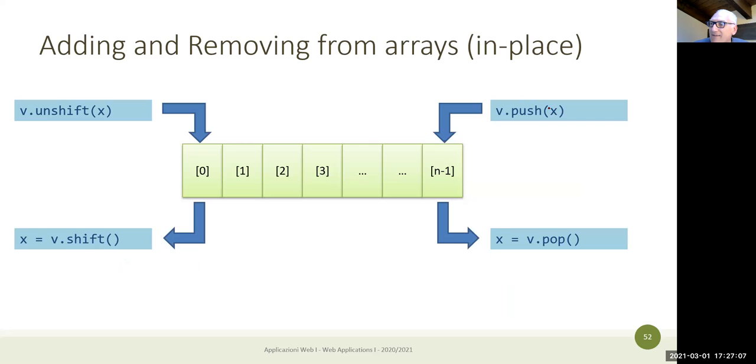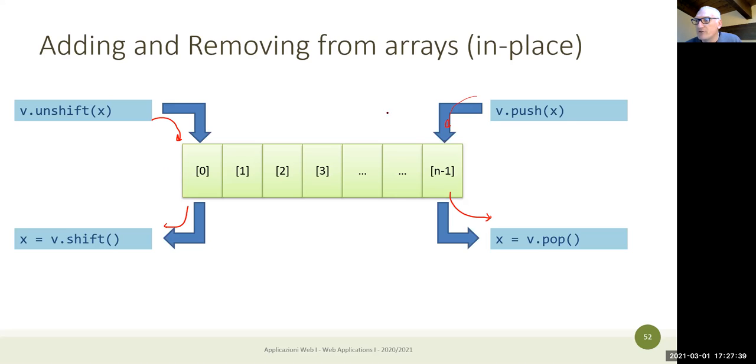So if you want to add something at the end, you push at the end, or you can pop if you want to extract, delete an element at the end of the array. If you want to insert something at the beginning of the array, you unshift, and if you want to extract, to delete the first element, you shift the array. Again, don't ask me why they chose this strange convention, which is totally asymmetric, but here it is, okay?